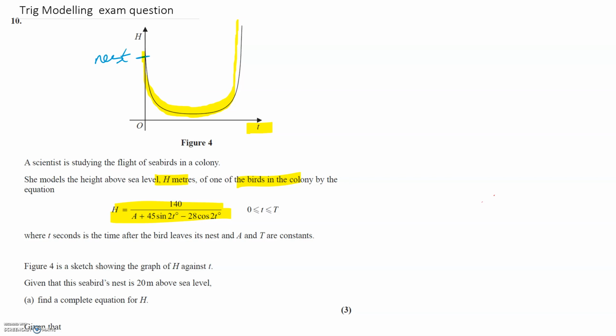Now, question 1, it says the seabird's nest is 20 meters above sea level. We've got to find a complete equation for H. Now, H is almost complete. The only thing we need to find is the value of A. So we can use the fact in part A, we know that when t equals 0, the nest is 20 meters above the ground. So we know that H equals 20 when t equals 0.